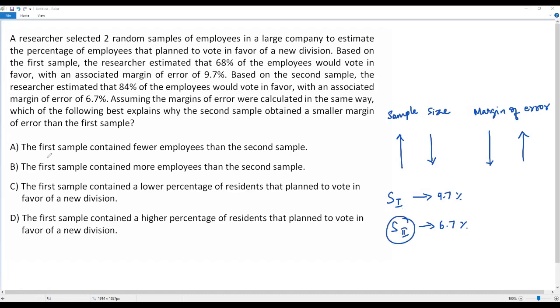We find this exactly in answer choice A. That is, the first sample contained fewer employees than the second sample. That is, the size of the first sample is less than the size of the second sample. So the correct answer choice for this question is A.